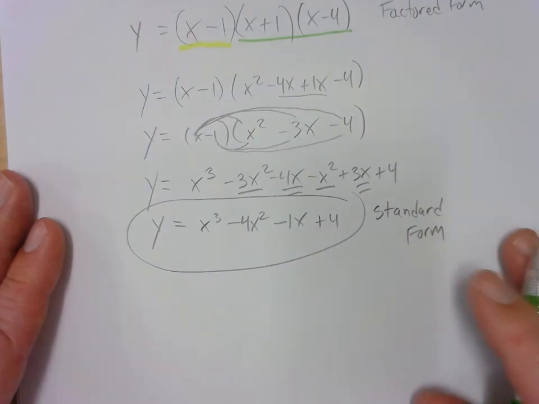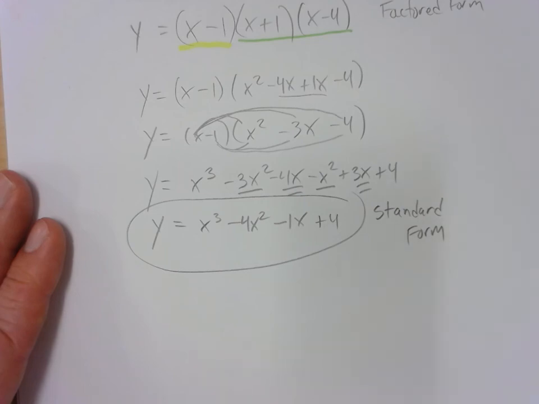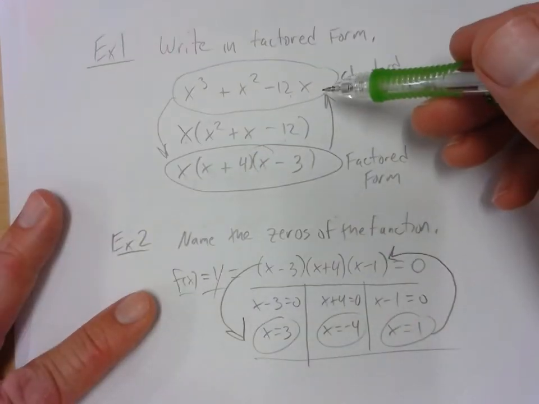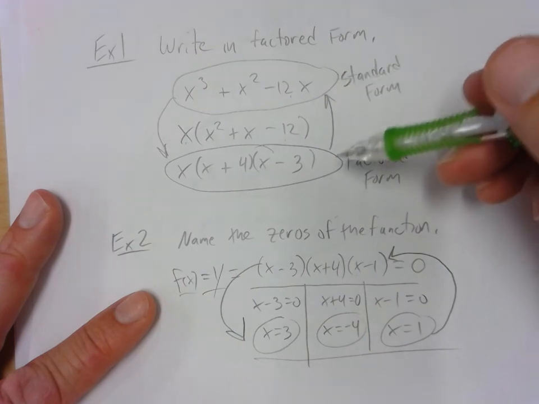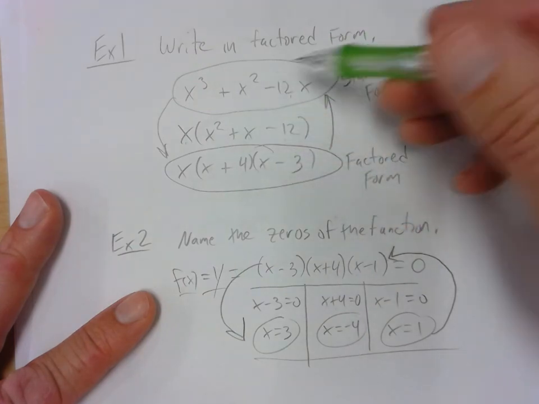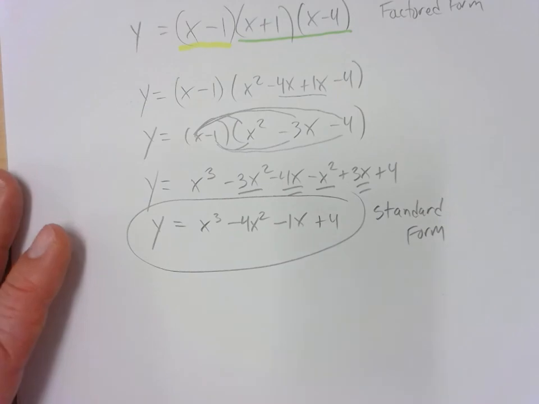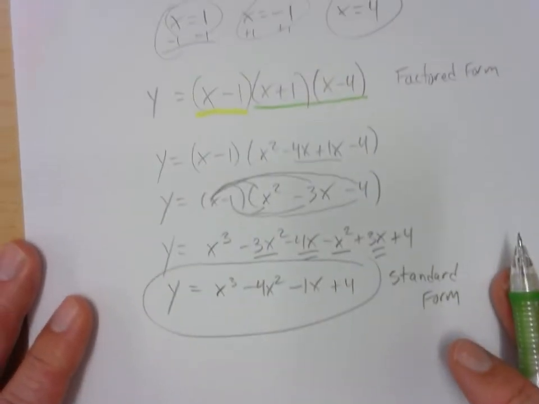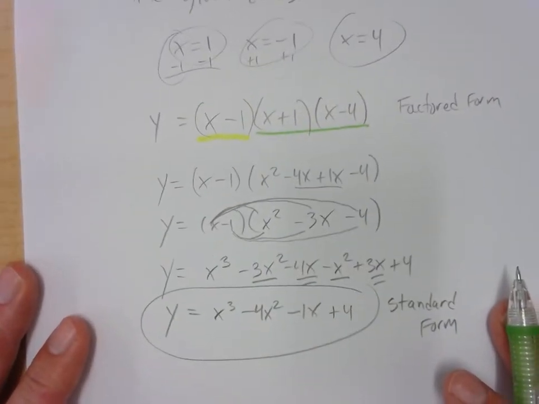And so you can see what we've done here. Like this page here, we had standard form, we switch it to factor form, and if you multiply it together, you go around. So it's a big circle. It's a circle of polynomial life. And if I had my inner Elton John going, I would sing the whole thing to you.